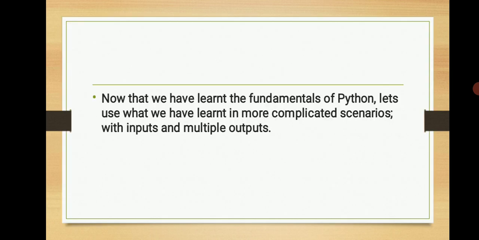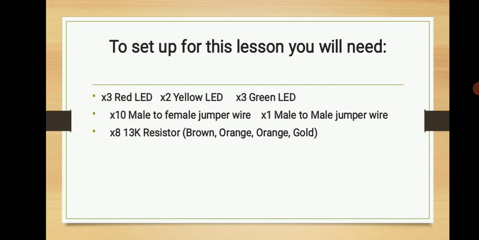Now that we have learned the fundamentals of Python, let's use what we have learned in more complicated scenarios with inputs and multiple outputs. To set up for this lesson, you will need a red LED, a yellow LED, three green LEDs, then male to female jumper wires, one male to male jumper wire, and a 1K resistor: brown, orange, gold.